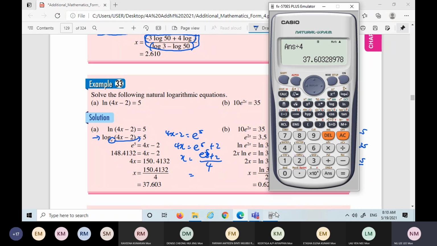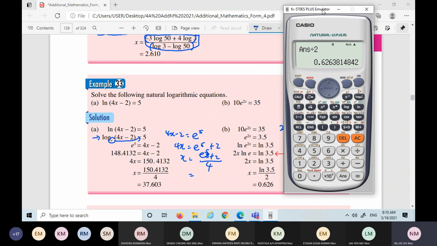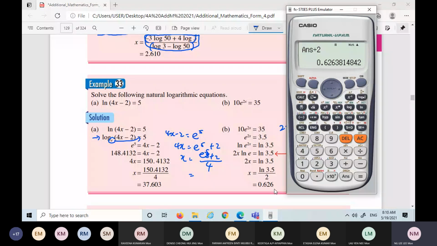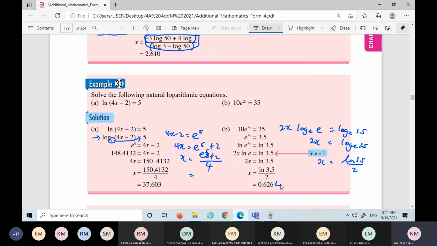Okay, ln 3.5. Call the answer first, divide by 2. So 0.6263. I want you to put 4 significant figures unless it's stated in the question. So like for these questions, 0.626 is not good enough. It should be 0.6263, but after the 3 is 8, so you add 1. So it should be 0.6264. 4 significant figures.